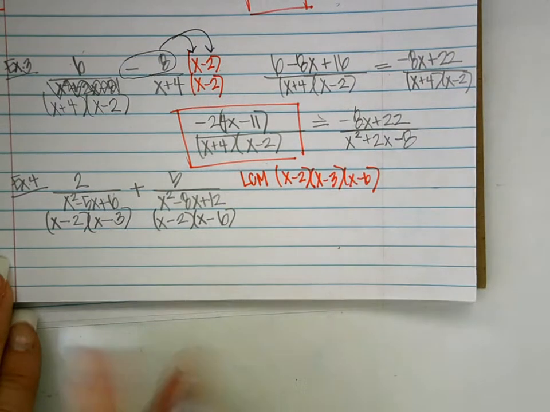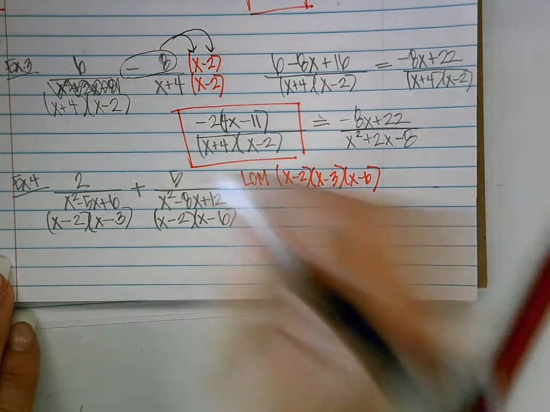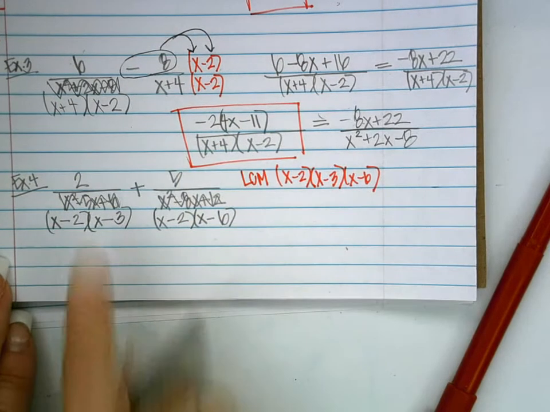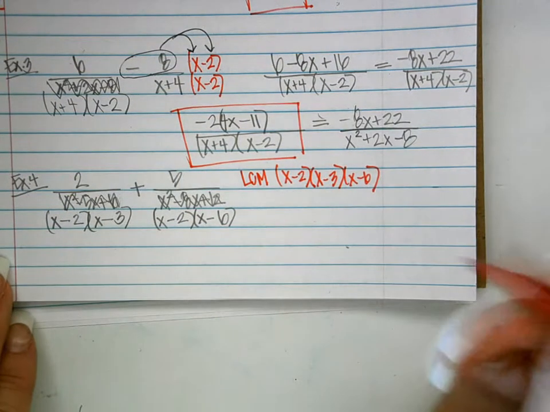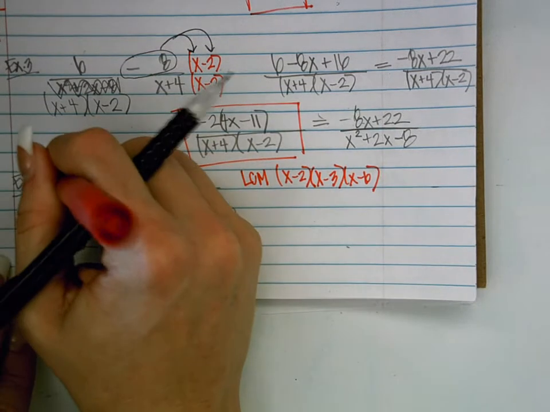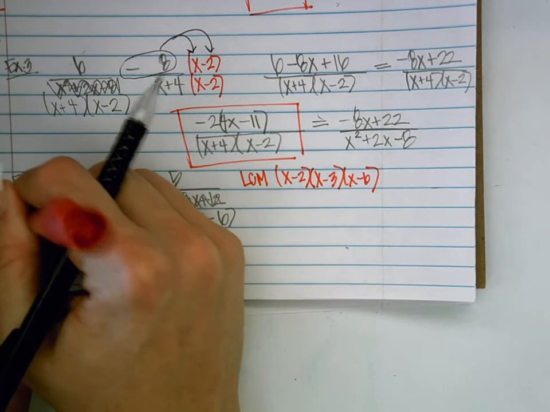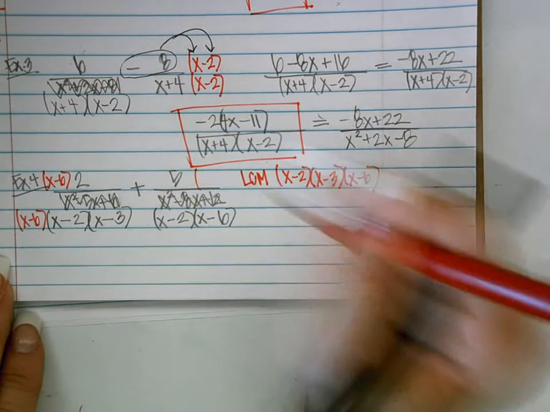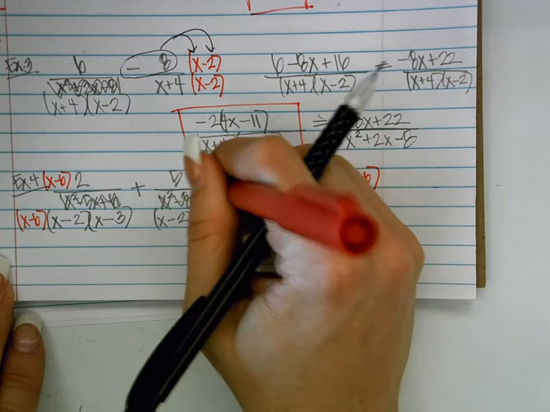So what's the first one missing? And I'm going to go ahead and cross these out just so it doesn't get confusing. What's the first one missing? The first fraction. An x minus 6. So multiply by both the top and the bottom. What's the second one missing? The x minus 3.